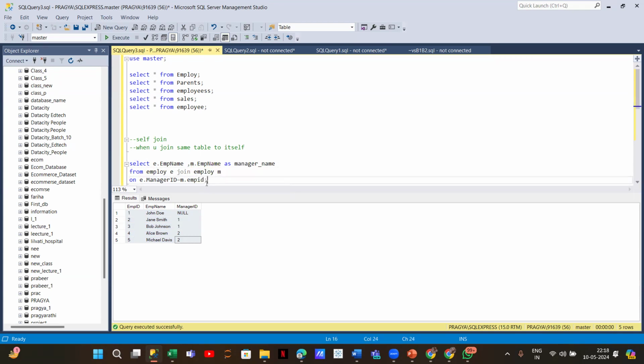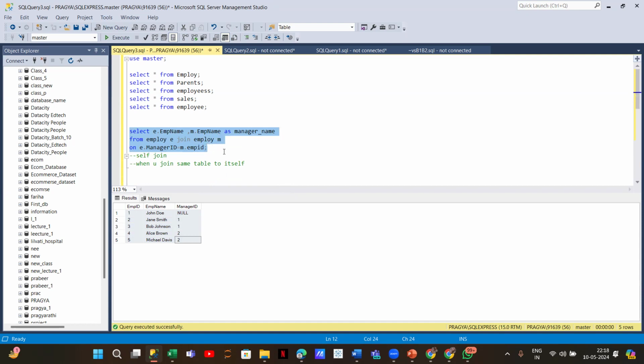So any confusion to anyone in the syntax? Any confusion? No. So let's run it. So am I getting the correct answer? Here I am getting all the employees' names and here I am getting their manager names.